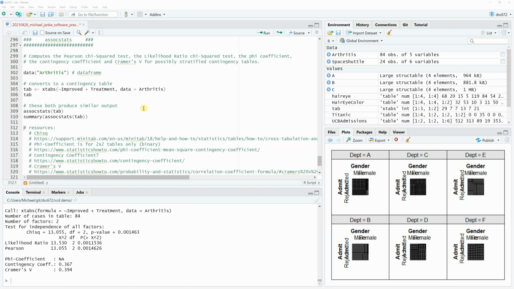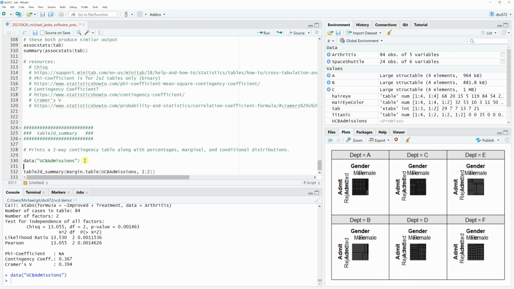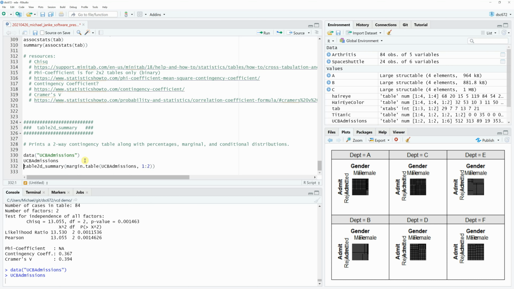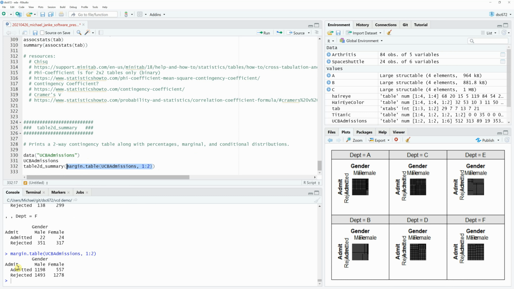Okay, and the last one to look at is table 2D summary. It's a pretty simple function, but I thought it might be useful in some regard. What it does is it takes a two-way table, and it just sums up those rows and columns. So we look at UCB admissions again. This is what the data itself looks like, again by department. We're going to take this margin table function, and we're going to combine things on the first two columns. So we get admitted versus gender.